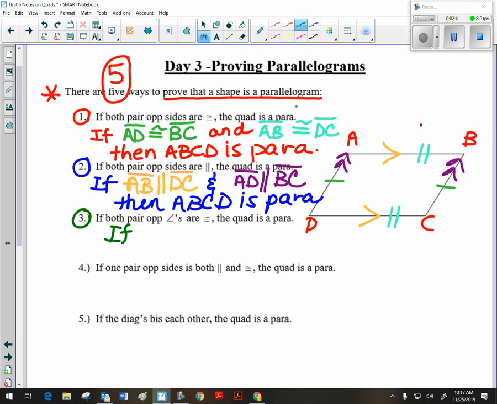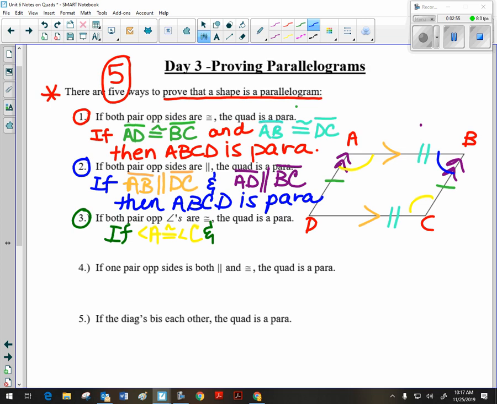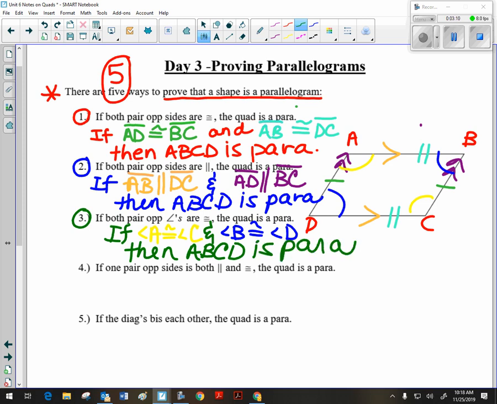So basically in this case, if I could find that angle A is congruent to angle C, and notice that there's an and in there, if I could show that angle B was congruent to angle D, then I could say that ABCD is a parallelogram. So notice it says both pairs of opposite angles, both pairs of opposite sides. So it's 2 things basically that you're looking for.